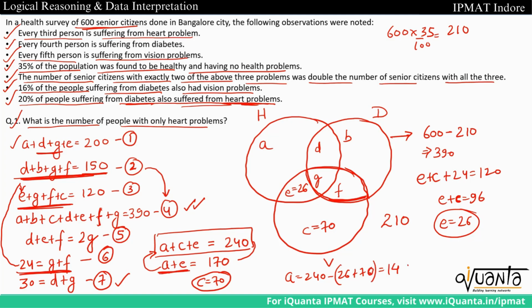I'll be getting value of A equal to 144. So let me put A equal to 144 in the diagram. I hope this much is clear. So let me remove this calculation part from here. We'll be moving on with some other equations.